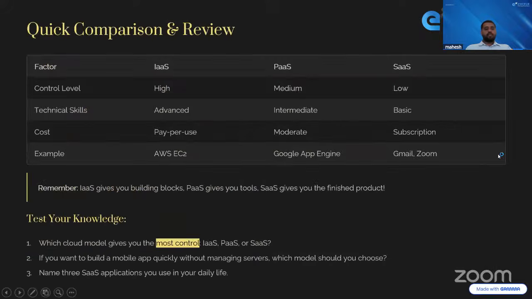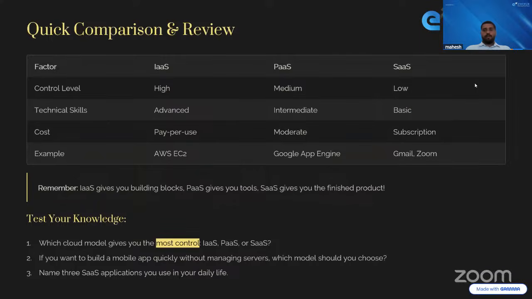Okay. So a quick summary of the factors for IaaS, PaaS, and SaaS. For control level, in infrastructure as a service we have more control, since IaaS is used mainly for getting the hardware resources for our infrastructure. Regarding technical skills, very basic skills are required for SaaS, because the entire SaaS application is managed by the cloud provider, so you require very little skill set.